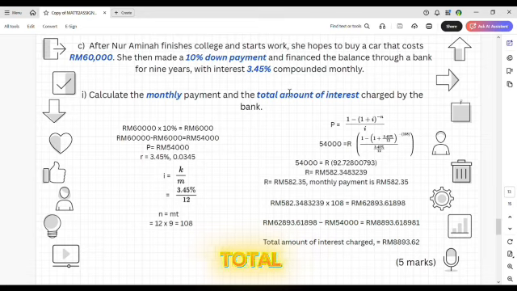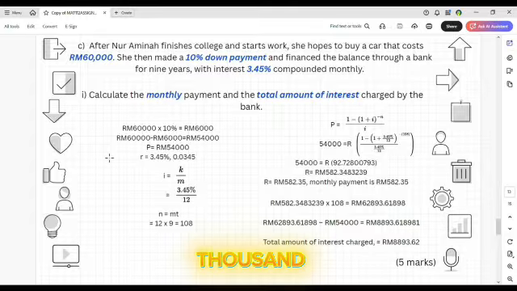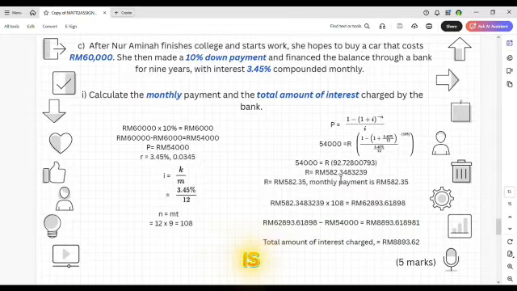Firstly, we need to find the total amount of balance that Nur Amina needs to pay over the 9 whole years. So RM 60,000 times 10%, we get the down payment value, which is RM 6,000. RM 60,000 minus the down payment value, we get RM 54,000. So that's how much Nur Amina needs to pay over the 9 years without interest. So we put these values into the formula, which is the present value annuity formula. We get R equals RM 582 and 35 cents, and that is our monthly payment.